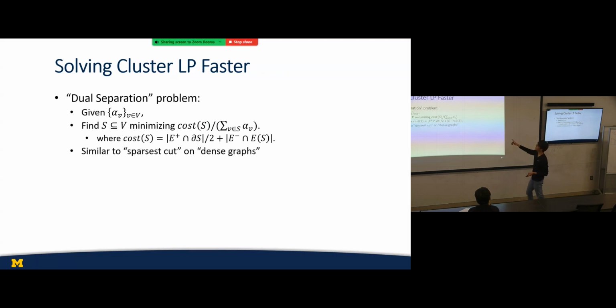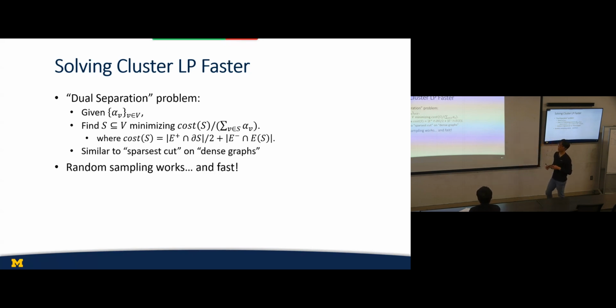Of course, you can see that it looks like a sparse cut problem. You're trying to minimize the cut value, normalized by the total alpha value you contain in the set. And this is a complete graph with 2 types of edges, so it's kind of like sparse cut in dense graphs, more or less. So even there the random sampling works, and it's fast. It's an FPT running time, 2 to the 1 over epsilon.